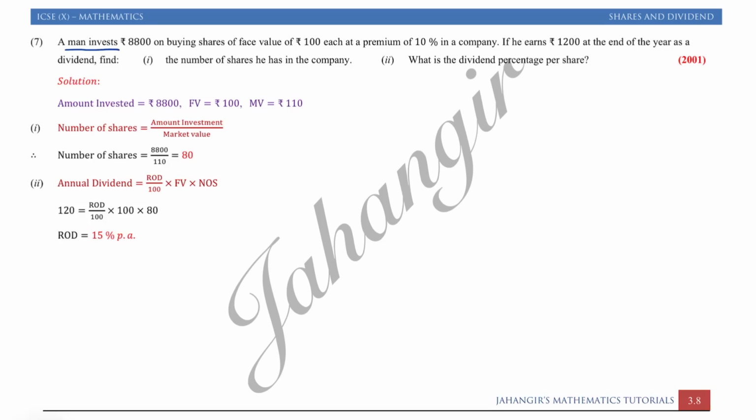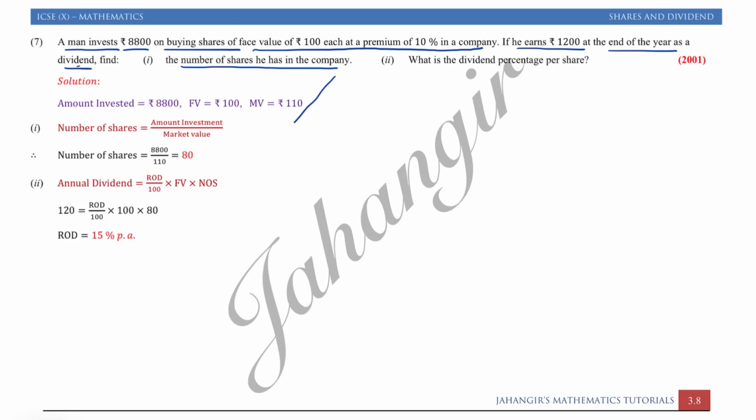Question 7. A man invests rupees 8,800 on buying shares of face value rupees 100 each at a premium of 10% in a company. If he earns rupees 1,200 at the end of 1 year as a dividend, find the number of shares he has in the company. What is the dividend percent per share? So this is also a straightforward question.